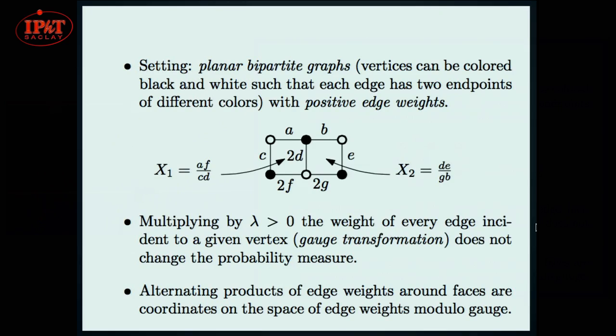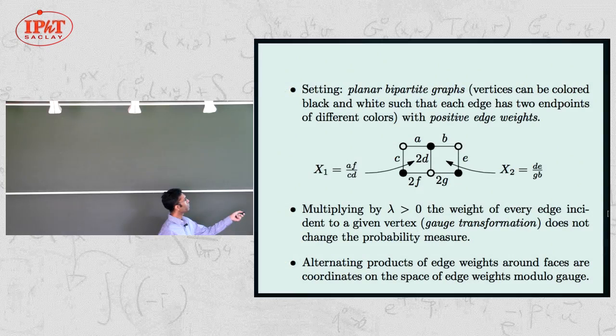And you notice that if you multiply by 2, you do a gauge transformation somewhere, you see that this x variable, in the numerator, the f is multiplied by 2, in the denominator, the d is multiplied by 2, so it doesn't change the x variable.